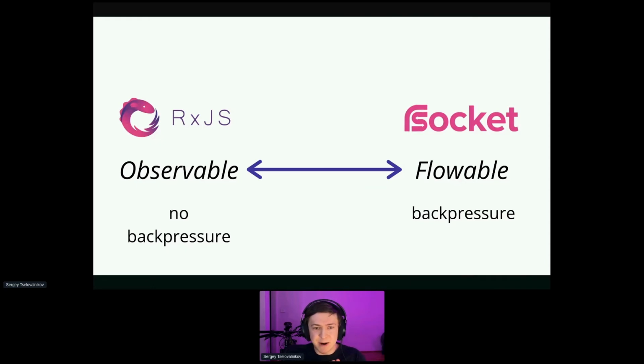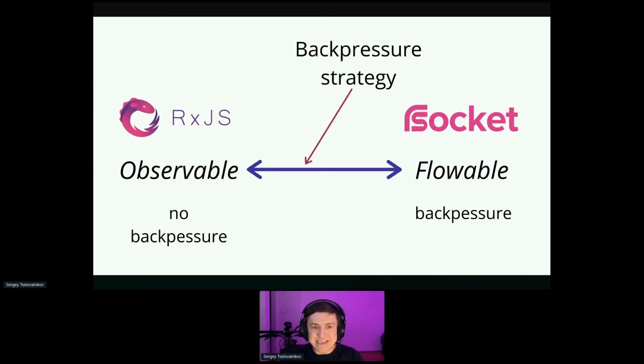And to keep RSocket.js compatible with the rest of our ecosystem, we convert flowables, the classes that support backpressure, into observables, the classes that don't support backpressure. And this is the great place for you to decide on your backpressure strategy, and in particular, how exactly your application is going to behave when the server is overloaded and is not able to accept more messages.